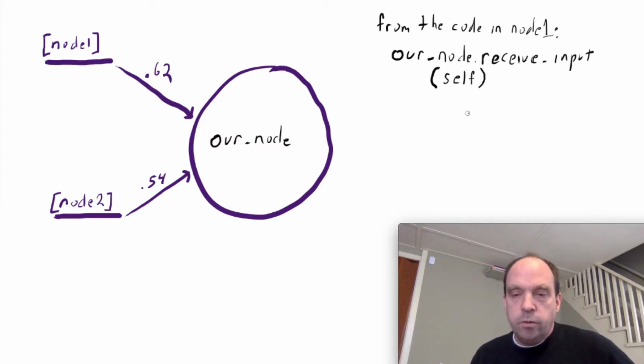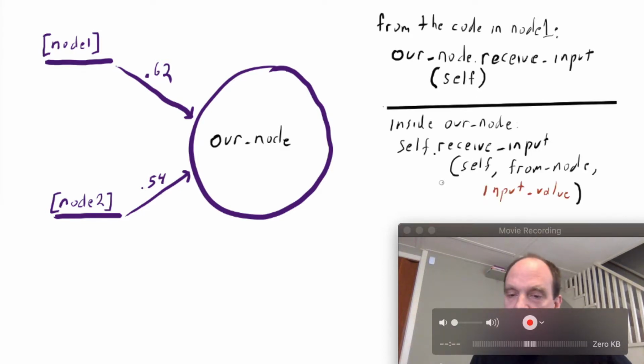Since our node is a hidden node, we're not actually going to receive any information from node 1. Node 1 is just letting us know that the information is available. So actually self will be the only argument that we list. What does this look like inside our node? Well, we have a method receive input that takes 3 parameters, self, from node, and input value. We're not going to use the input value parameter. It has a default value of 0. But it's really important to understand that the self argument that was included in our call to receive input from node 1 is actually getting passed to the from node parameter in our node.